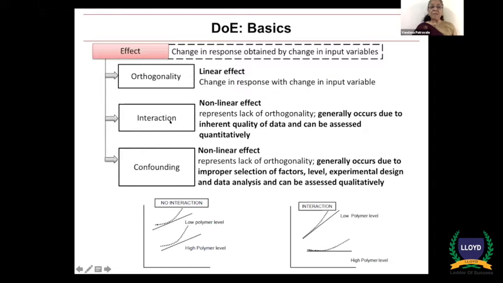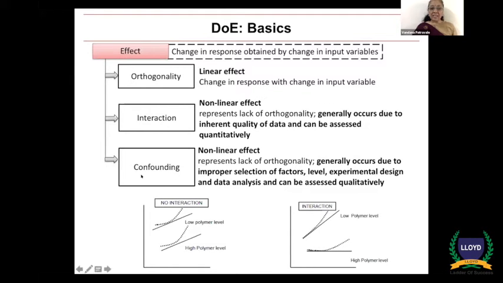Interaction ones can be explained. Confounding, the other name for confounding is confusing. That means those effects which are not linear and those which are not happening due to interaction are coming in confounding.